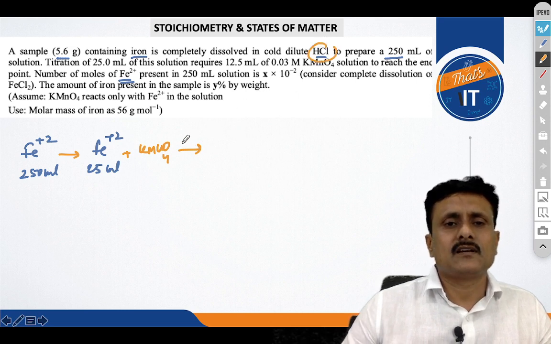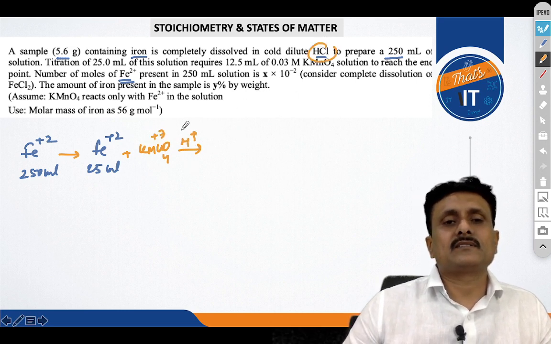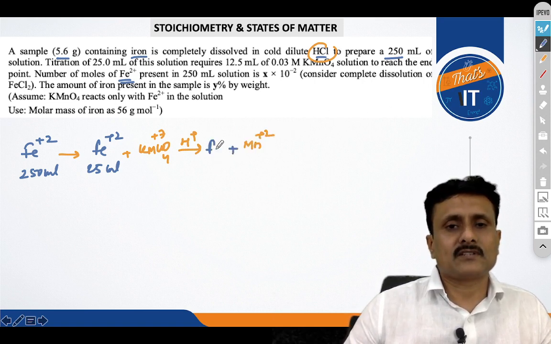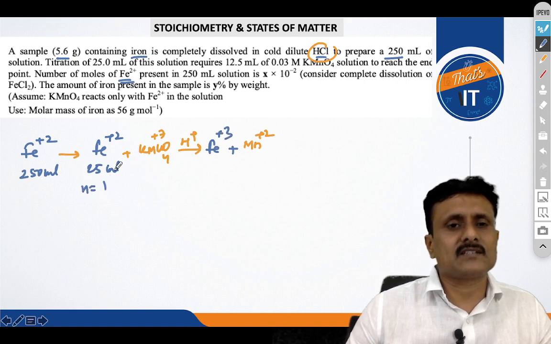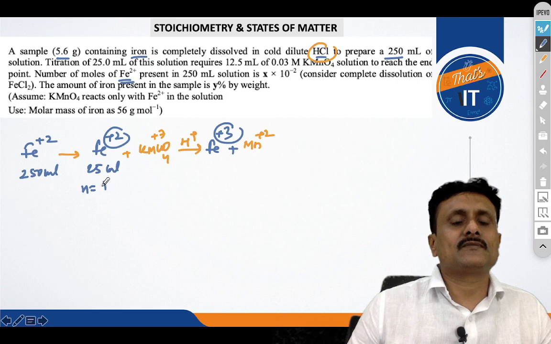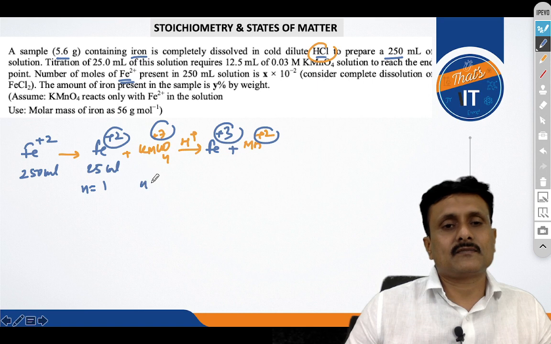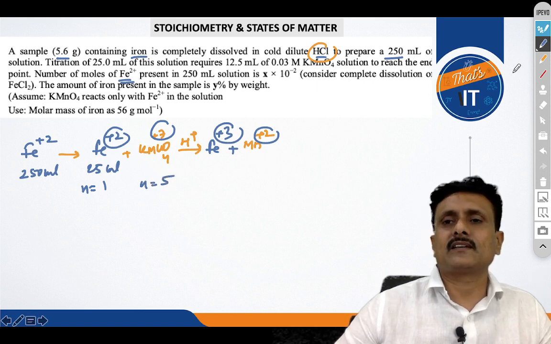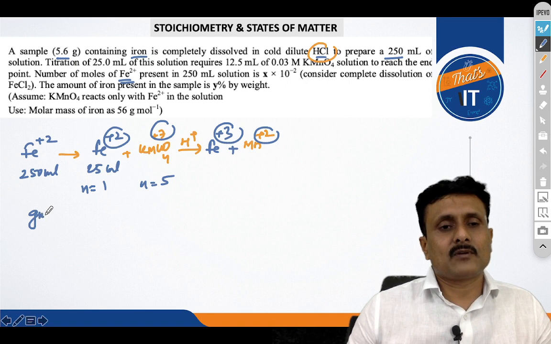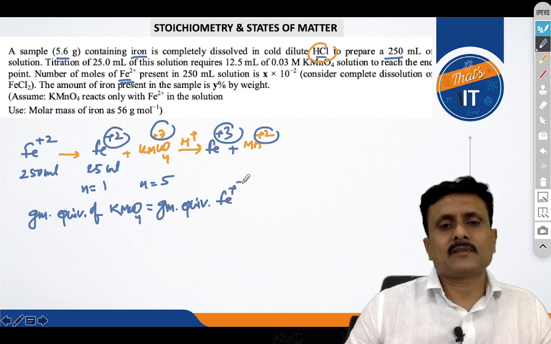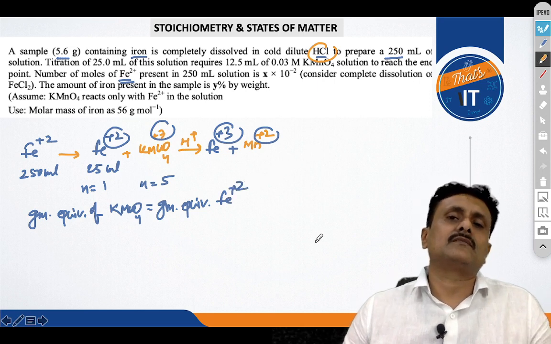Yeah, HCl is taken. And as we know, in acidic medium, manganese changes its oxidation state from +7 to +2 as we have studied, but iron gets oxidized only till +3. So the N factor, that is the change in oxidation number, +2 to +3 for iron +2 is 1, and manganese +7 to +2 means the N factor is 5. So I am going to use a slightly different equivalent concept. As per that, the gram equivalents of the oxidizing agent, that is KMnO4, equal the gram equivalents of the reducing agent, that is Fe+2. That's all. This is the core of the question, right?